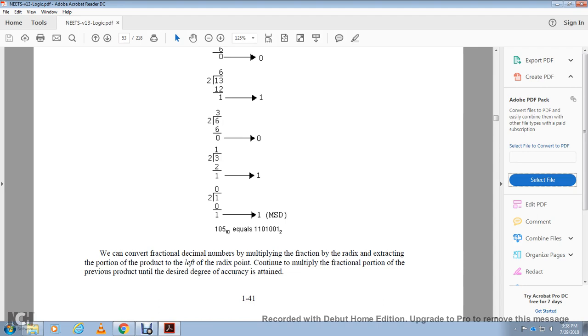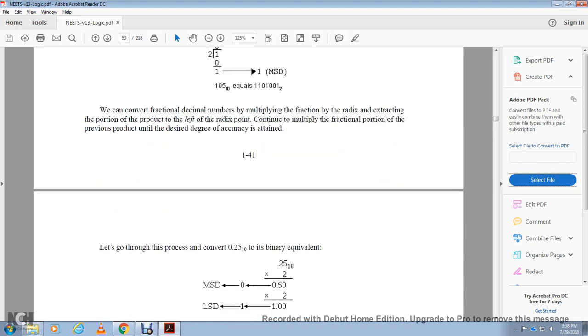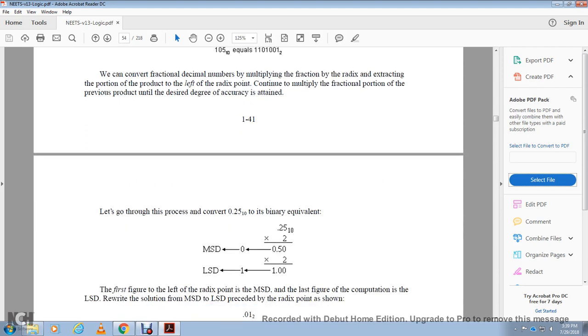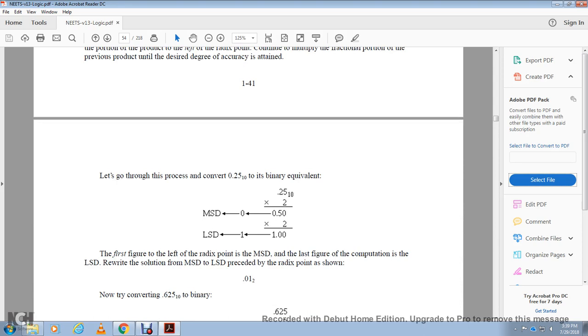We can convert a fractional decimal number by multiplying the fractional portion by the radix, extracting the integer portion of the product to the left of the radix point, and continuing to multiply the fractional portion of the previous product until the desired degree of accuracy is attained. Let's go through the process of converting .25 base 10 into binary. .25 times 2 is equal to 0.50, giving 0, the most significant digit. 0.5 times 2 equals 1.0, giving 1, the least significant digit. So the first figure to the right of the radix point is the most significant digit, and the last figure of the computation is the least significant digit. Rewrite the solution from the most significant digit to the least significant, with the radix point shown.